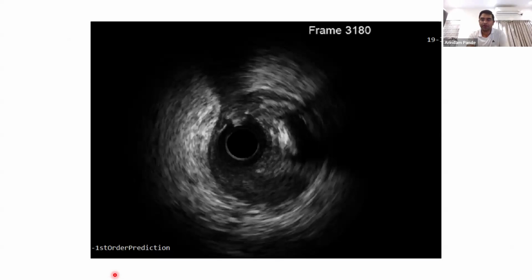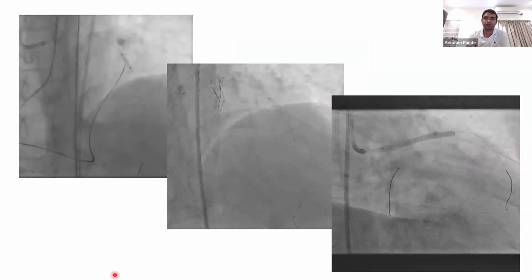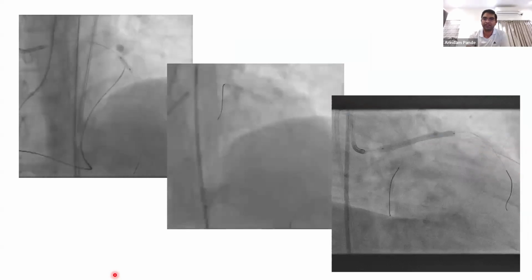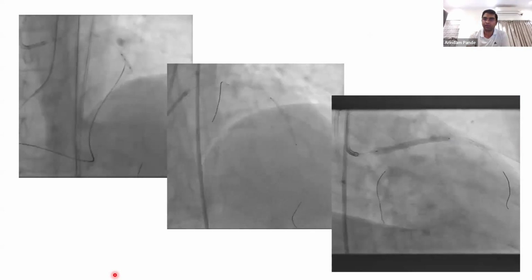Then we did IVUS, which showed our proximal wire actually was in the false lumen, and this is the picture of the cut. But the problem started even after the proximal dilatation. We could not reach the distal segment of the LAD, because every time the wire was crossing to the large septal collateral. So here again we used a dual lumen catheter known as Crusade. You can see the Crusade, and then we did serial dilatation and 2 drug-eluting stent deployment.